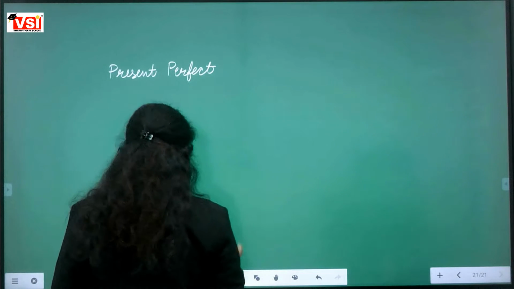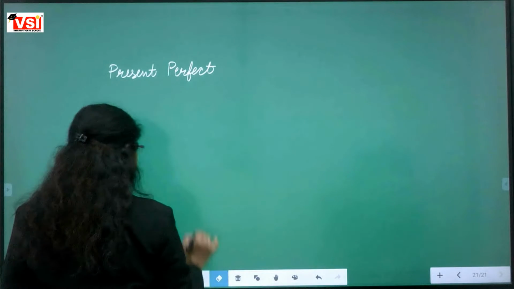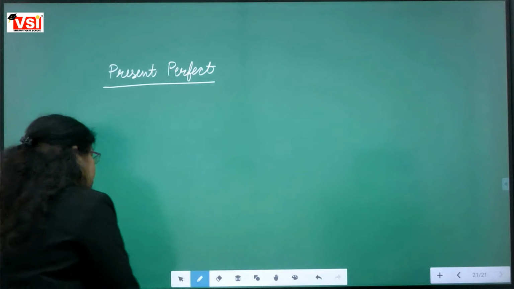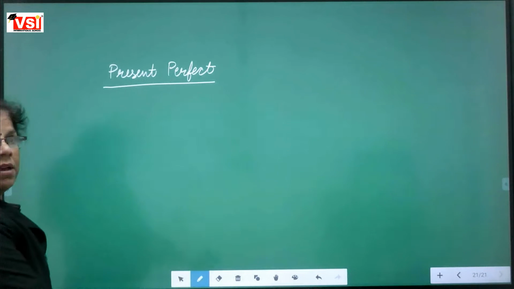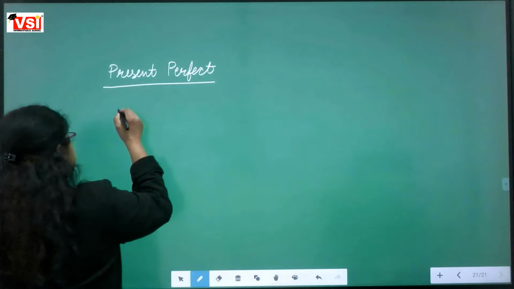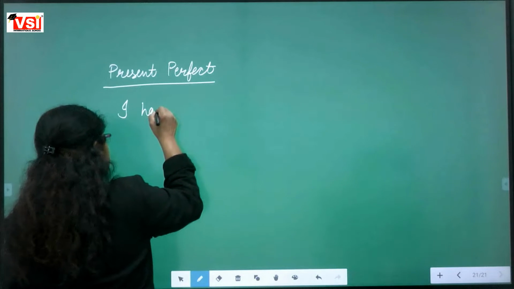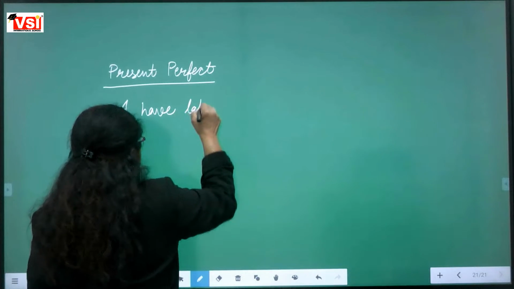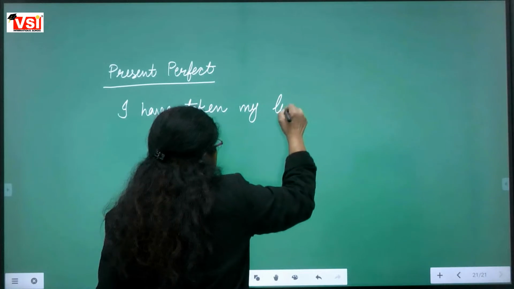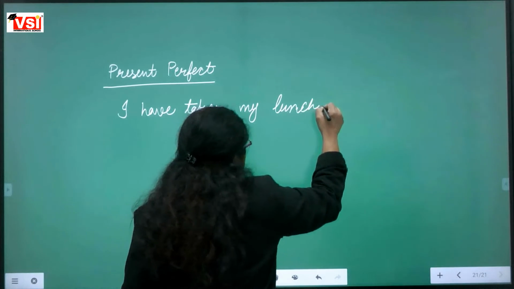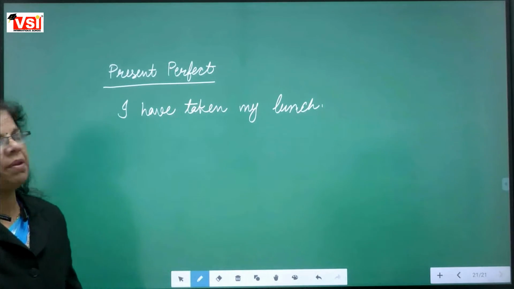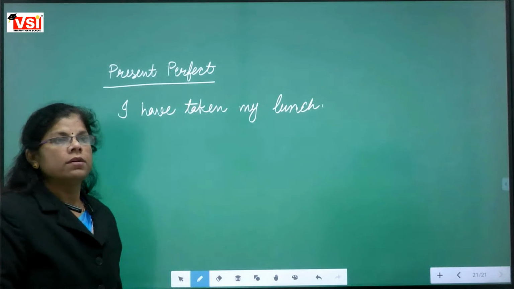Now we are going to learn about present perfect tense, present perfect sentences. See, we are taking an example again. We are taking an example of present perfect tense. Like I have written: I have taken my lunch. Is this an example of past perfect, present perfect or not?